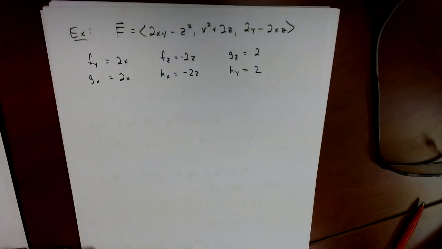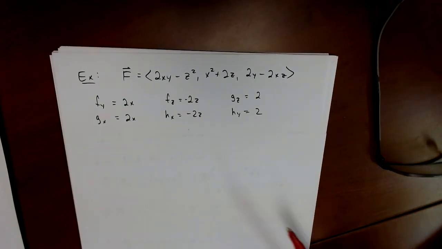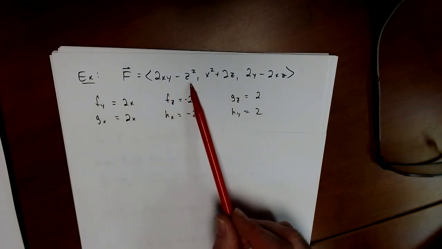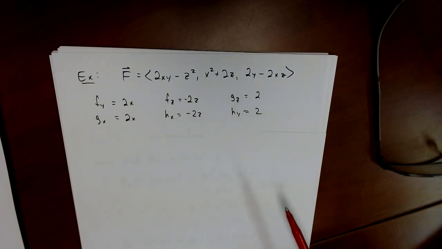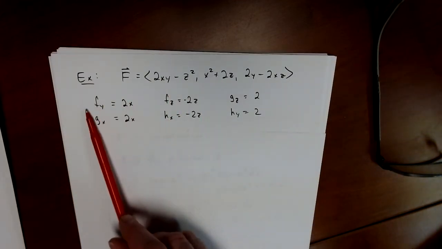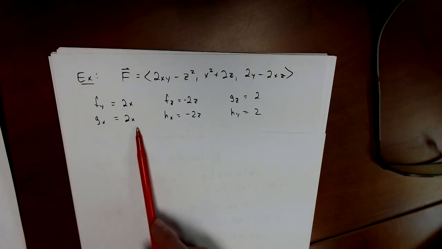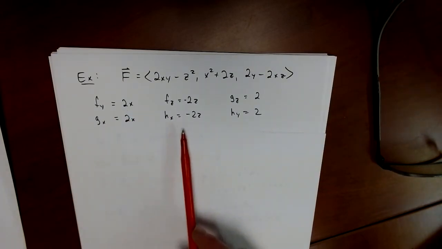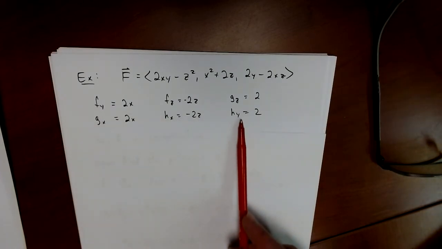Let's do another example of this. So for the vector field, sorry, f of x equals 2xy minus z squared, x squared plus 2xz, 2y minus 2xz, we want to test to see if this one is conservative. That last one, we only had an f and a g, so it was easier. You just used the first part of this test. But when we have an h, we have to check all 3 pairs. And I did these partial derivatives already, and feel free to pause and verify them for yourself. But f y equals g x, f z equals h x, and g z equals h y.